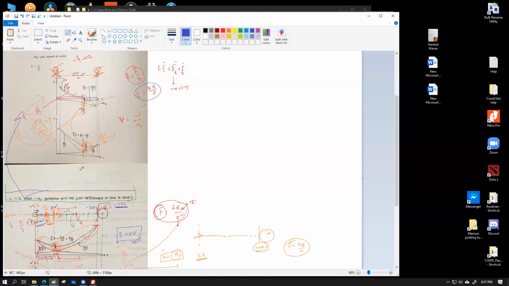Sir, for minus q and minus q, the potential graph will have a maximum point, right? Yes. What does that really mean, sir, at that maximum point? The potential is maximum, but okay, I can actually entertain that question.